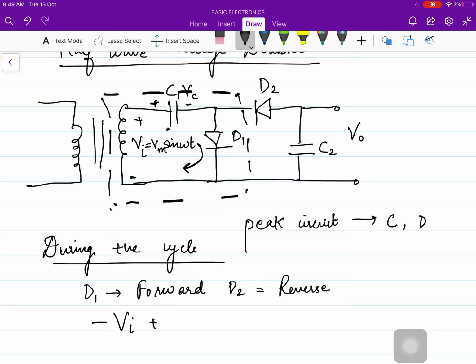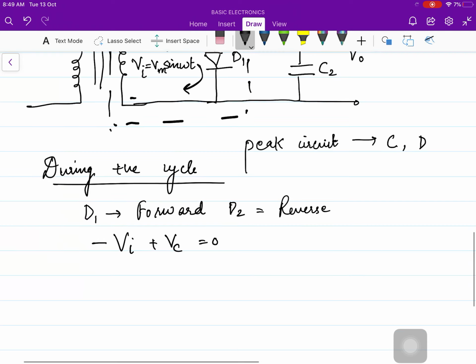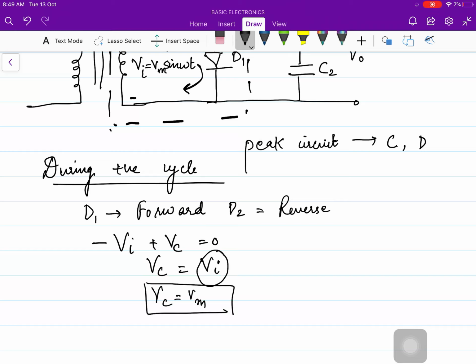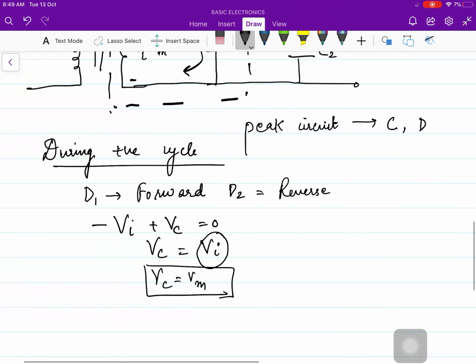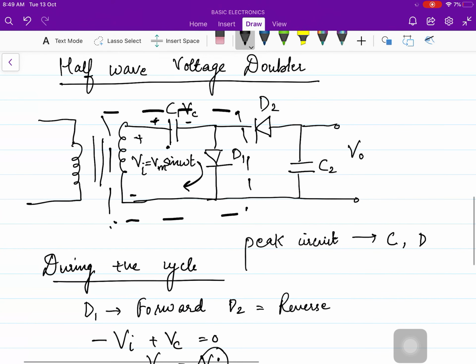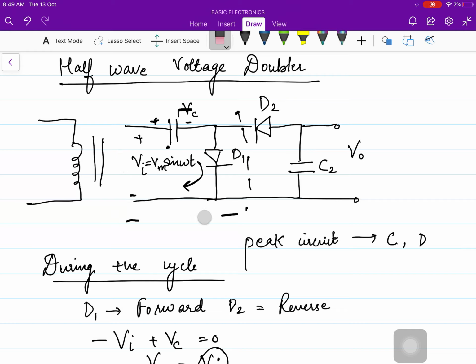So what will you find? You will find minus VI plus VC equals 0, and VC equals VI. We all know that the capacitor is charged up to the peak value of the input voltage, and what is the peak value of this input voltage? That is Vm. So VC equals Vm. Alright, now let me rub this so that we can easily understand.